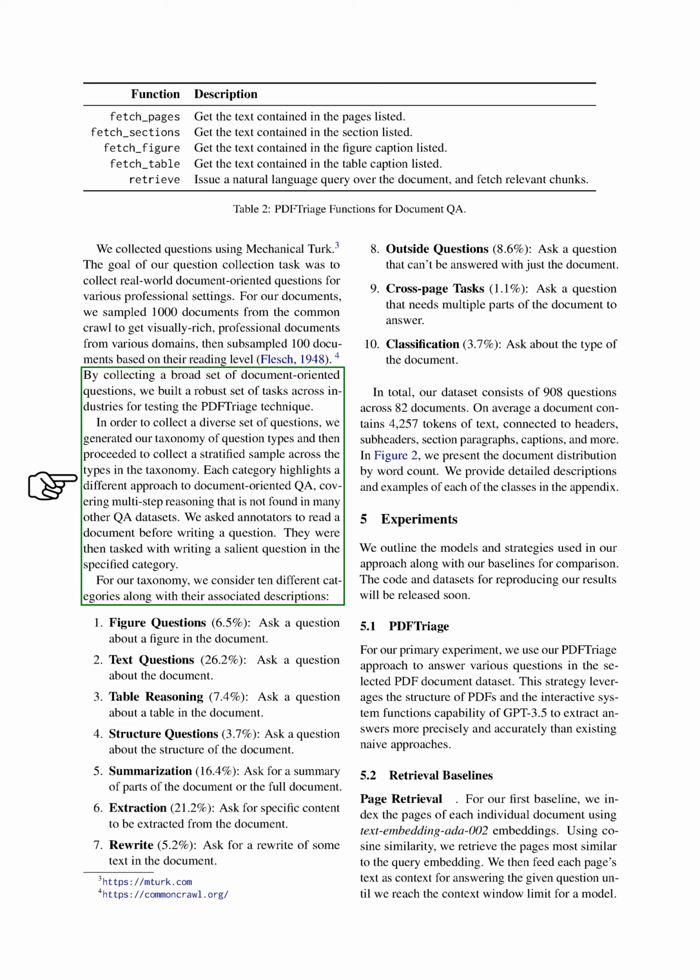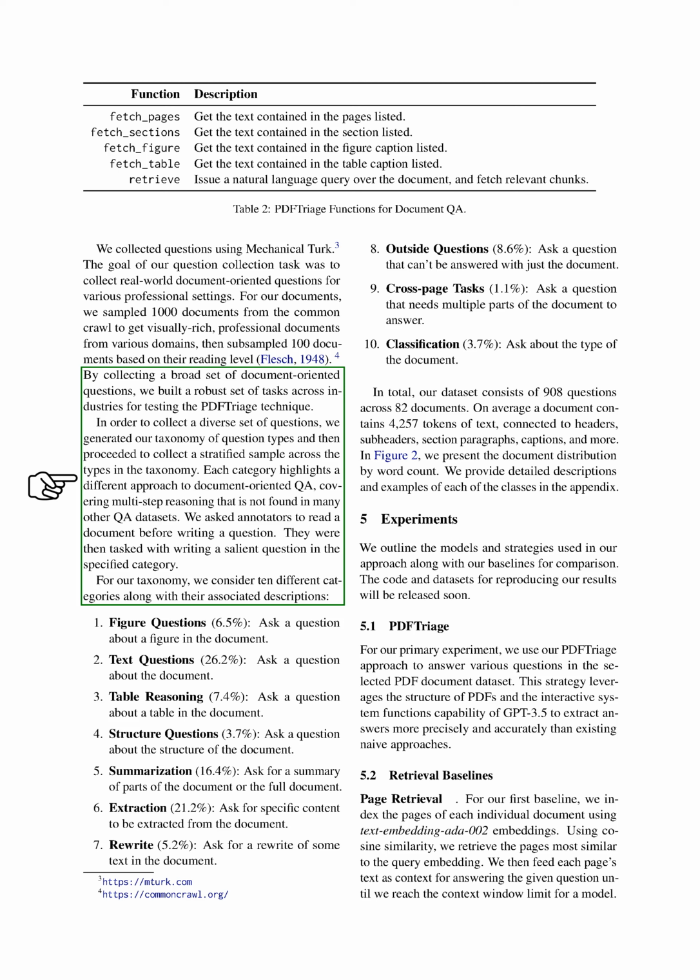In order to collect a diverse set of questions, we generated our taxonomy of question types and then proceeded to collect a stratified sample across the types in the taxonomy. Each category highlights a different approach to document-oriented QA, covering multi-step reasoning that is not found in many other QA datasets. We asked annotators to read a document before writing a question. They were then tasked with writing a relevant question in the specified category.